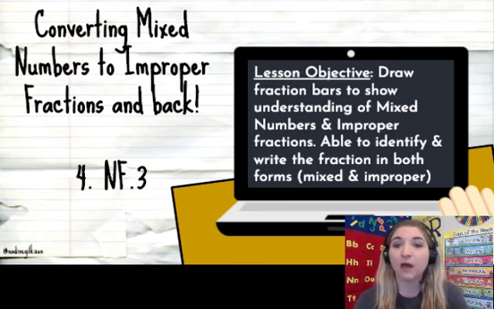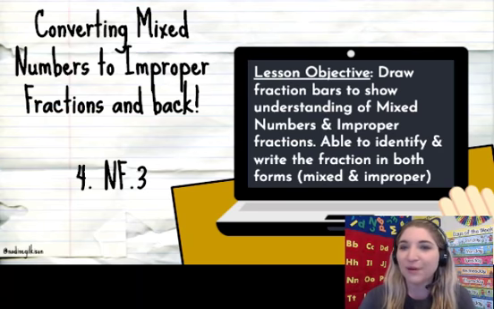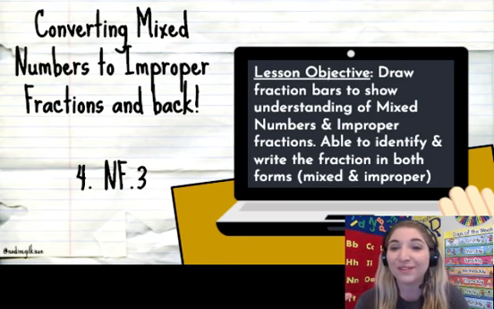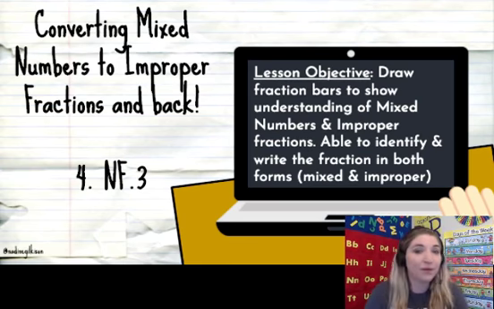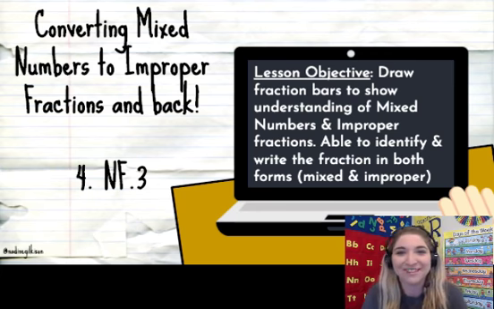We're just going to be working with a part of this. Students were introduced to this skill in 3rd grade, but it's been a while since they've had to do this, so we are going to review how to convert mixed numbers to improper fractions and then back to mixed numbers.